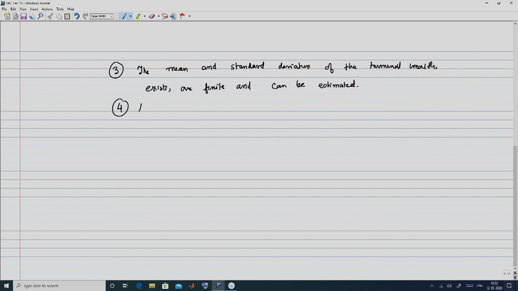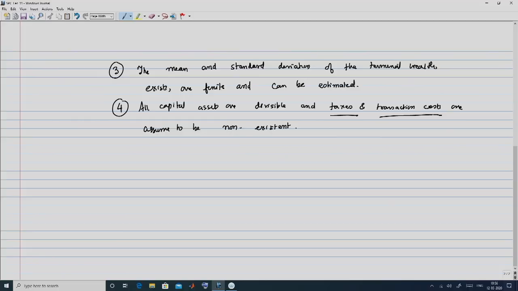The next point is, all capital assets are divisible. That means you can buy or sell a fraction of assets like stocks and bonds, and all the taxes and transaction costs are assumed to be non-existent. And please remember that this assumption of non-existence of taxes and transaction costs is in the context of the CAPM, the discussion on CAPM. In reality, of course, they have to be taken into account, in which case the analysis becomes considerably more challenging.